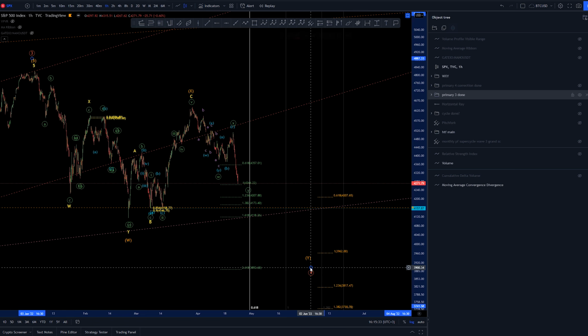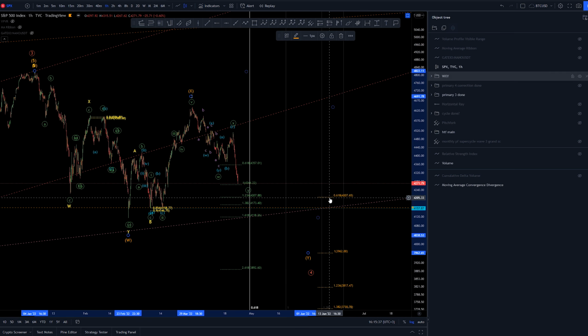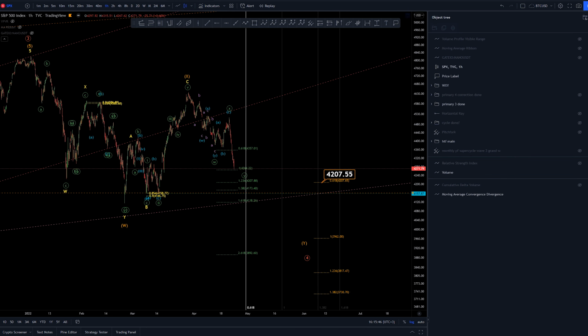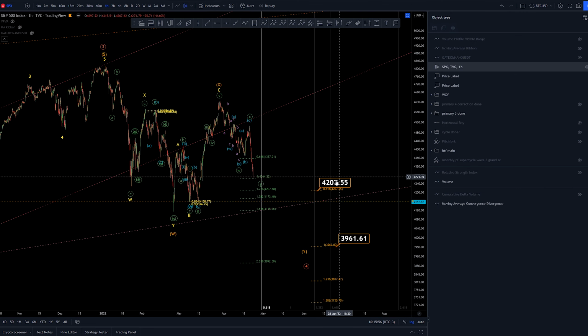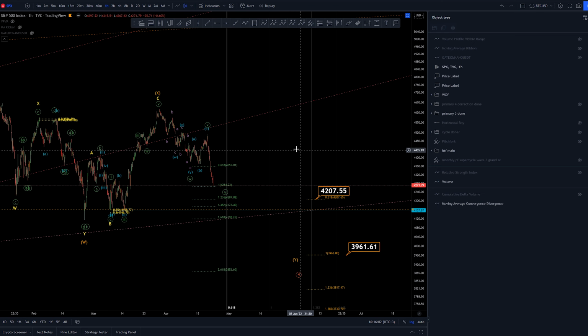Now just on the overall picture here, 0.618, which is the minimum target for this, is around $4,200 on SPY, SPX, and 1-to-1, which is more likely the main target, around 3,960. Now at this point here we got nice confluence for the minute scale degree.